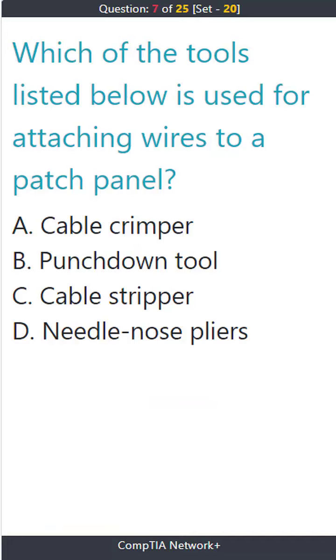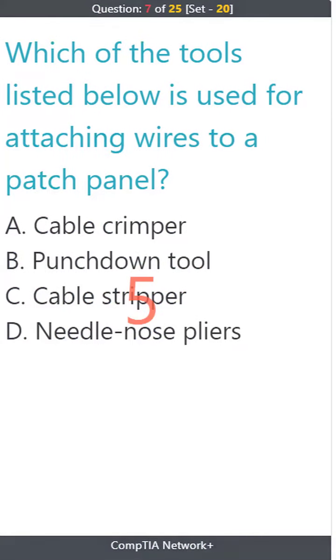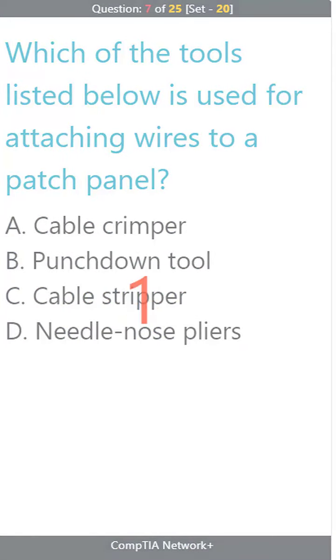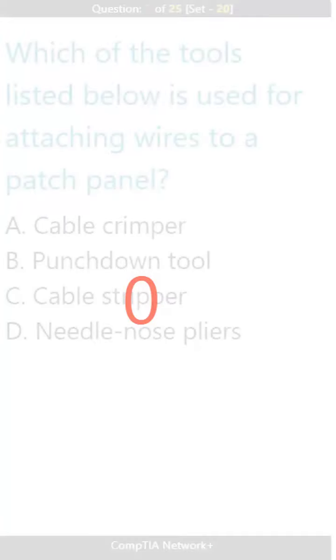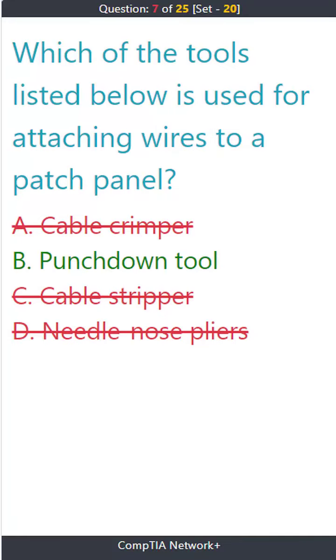Question 7. Which of the tools listed below is used for attaching wires to a patch panel? A. Cable crimper. B. Punch down tool. C. Cable stripper. D. Needle nose pliers. The correct answer is B. Punch down tool.